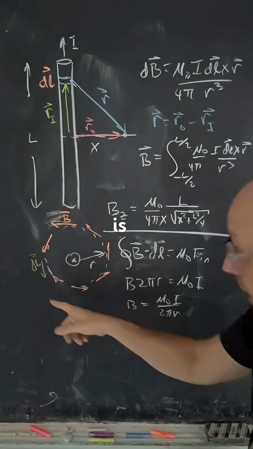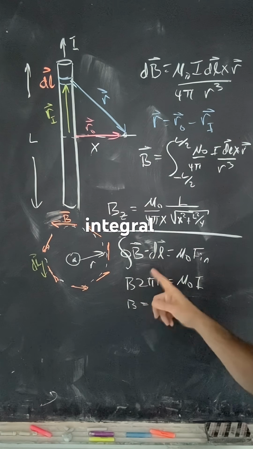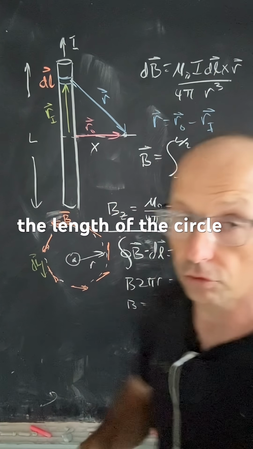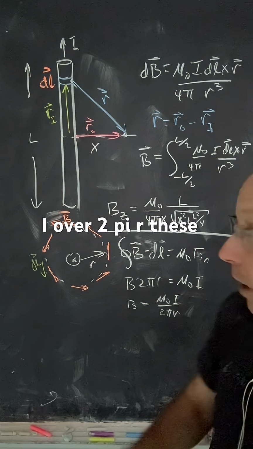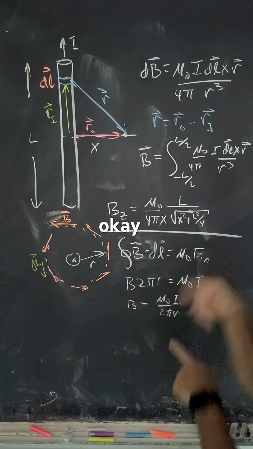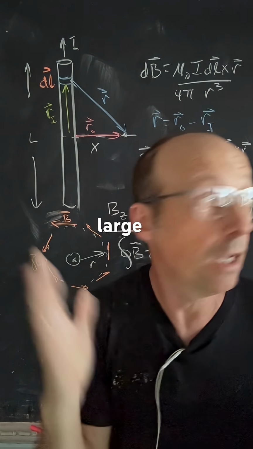So B is constant. I can pull it out of the integral and I just get the length of the circle, 2 pi r, and I set that to mu naught I, and I get mu naught I over 2 pi r. These are the same thing, okay, in the limit that L is really large.